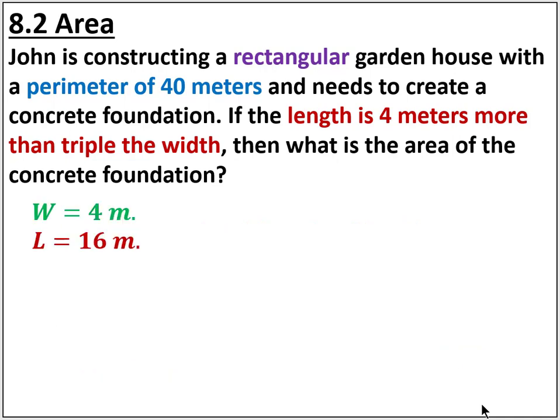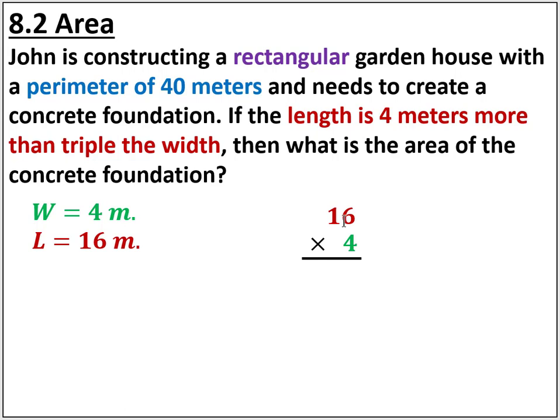So I cleaned up the work and labeled width as 4 meters and length as 16 meters. What we're going to do is multiply them. So 16 times 4. As I mentioned before, the order doesn't matter, but if we're going to multiply it this way, I usually put the number with the most digits above, and the one with fewer digits below. So we're going to multiply as normal.